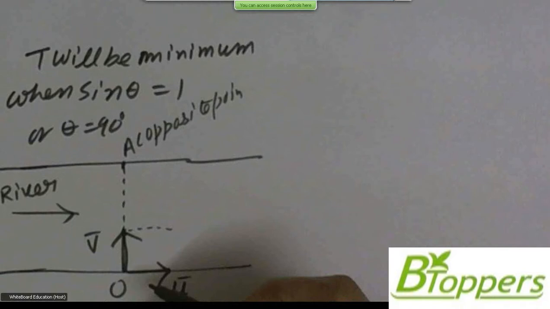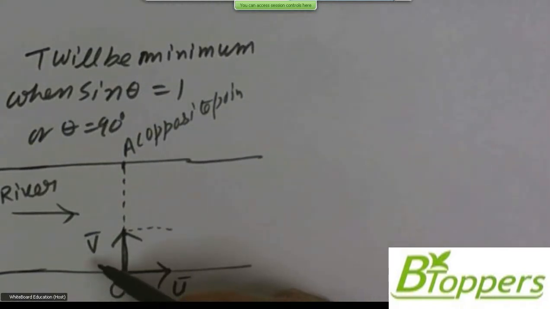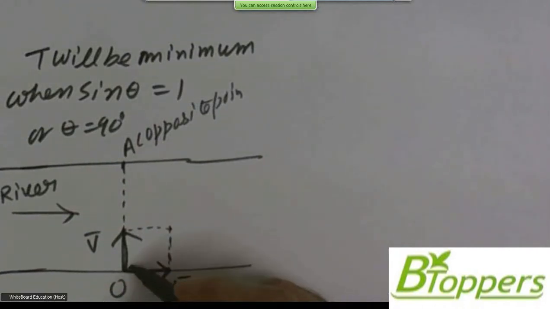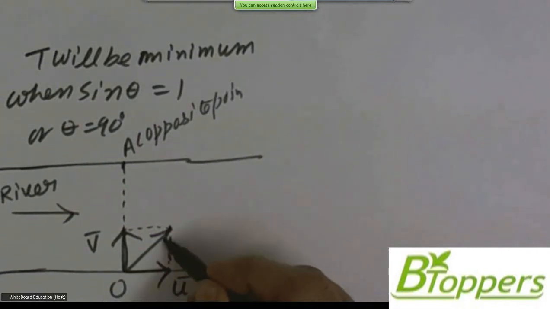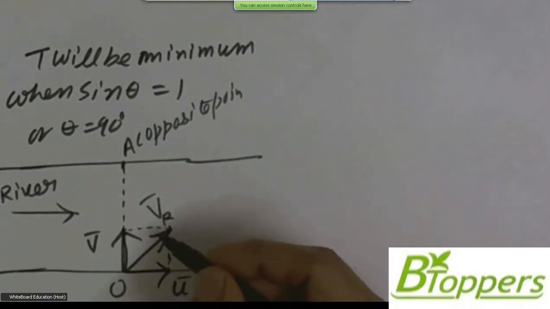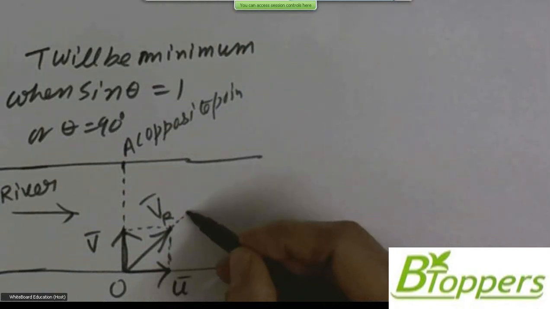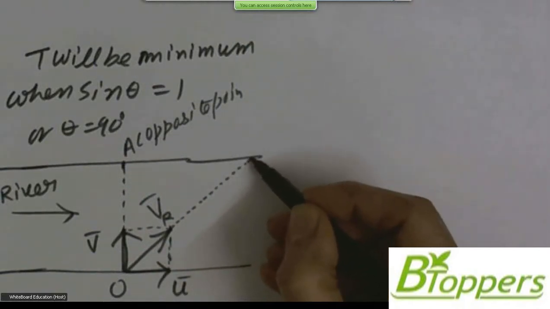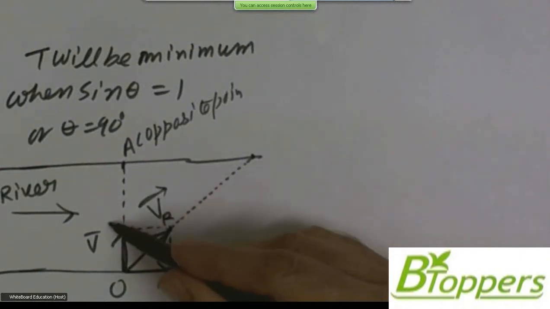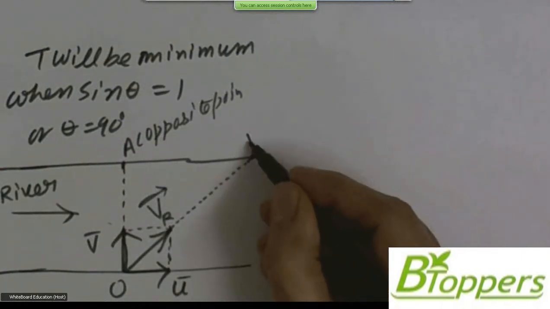Or you can say v is the magnitude of velocity of the boat in still water. So if we complete the rectangle by representing v bar and u bar by the adjacent sides, the diagonal represents the resultant velocity. So VR bar represents the resultant of v bar and u bar.